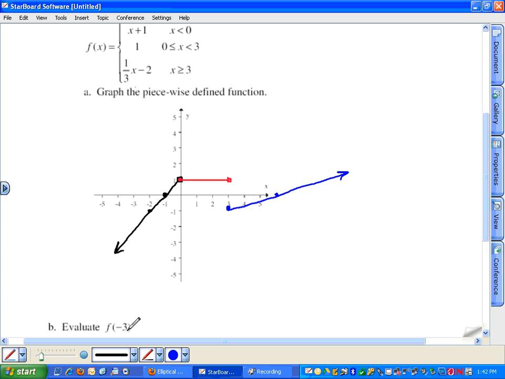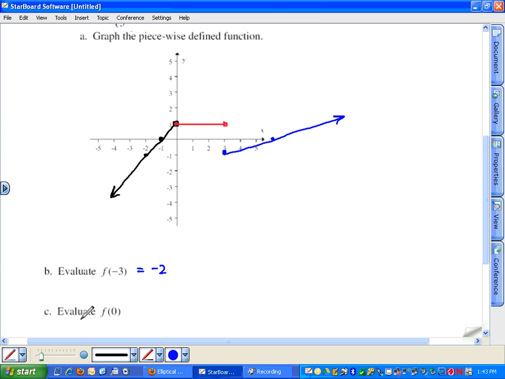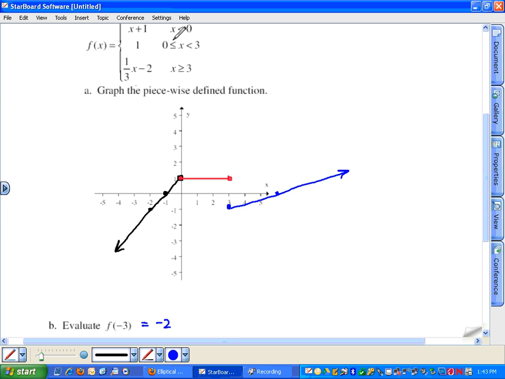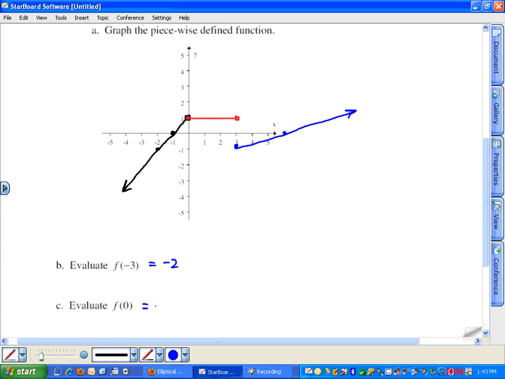So we got to figure out which piece specifically this fits. Negative 3, if we look, only fits into this domain where x is less than 0. So negative 3 goes in place of this x. Negative 3 plus 1 equals negative 2. Now f of 0, we got to figure out which piece that falls into. It's this piece right here where x is greater than or equal to 0. But the only option for an output is 1. So f of 0 is equal to 1.